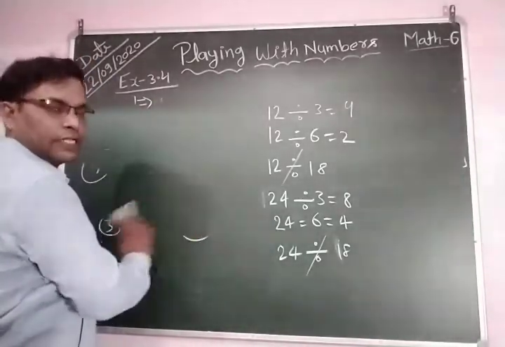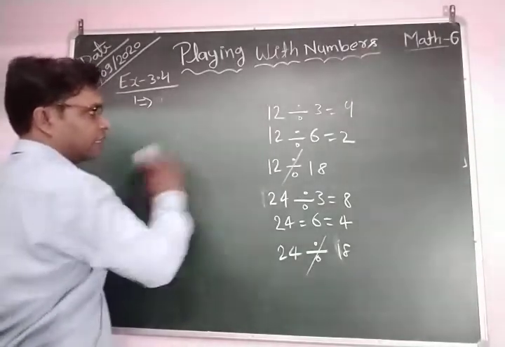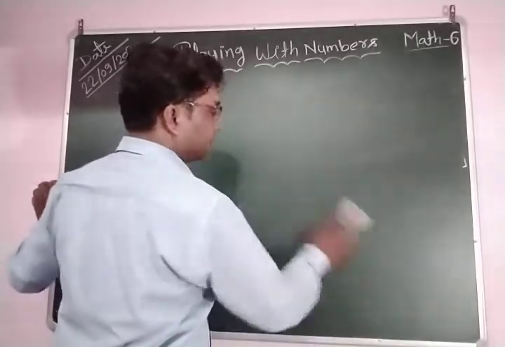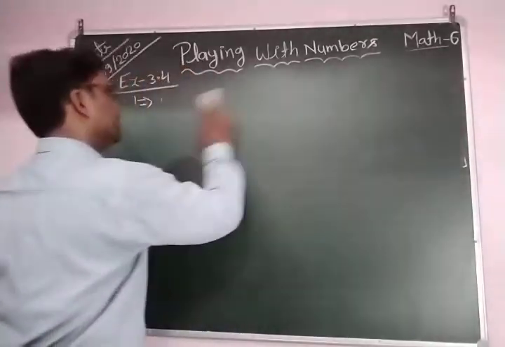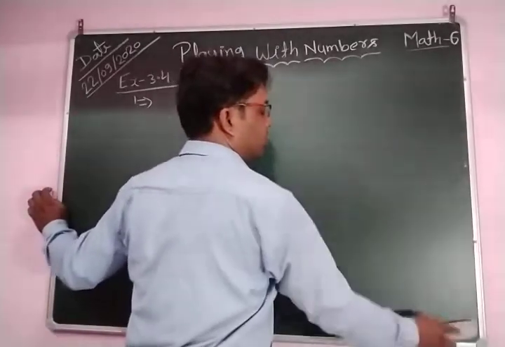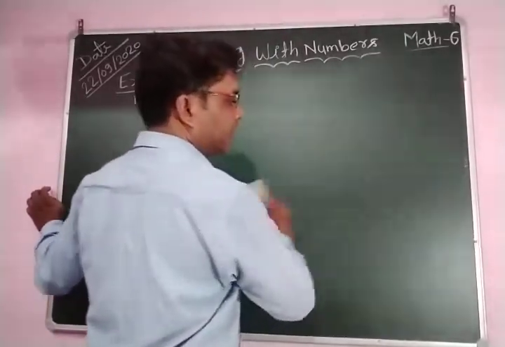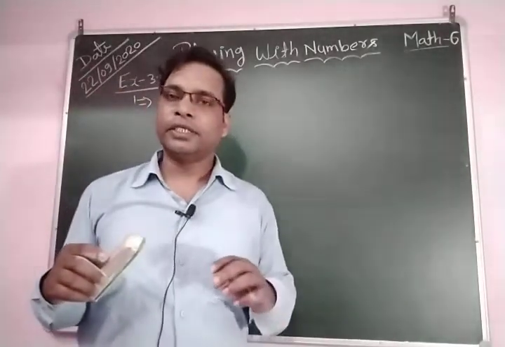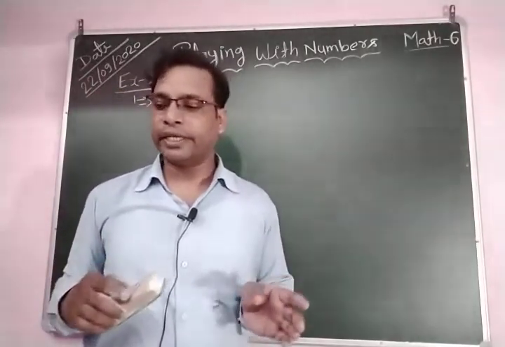So C part is false. Okay, C part of this question is false because for a number divisible by 3 and 6 both, we can take more than 2 examples, and we find that any number that is divisible by 3 and 6 is not necessarily divisible by 18.